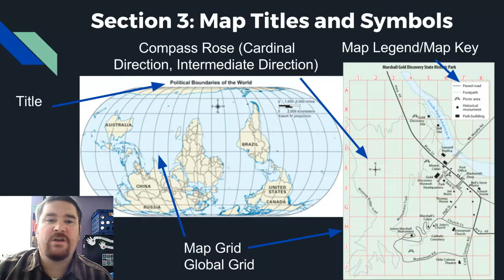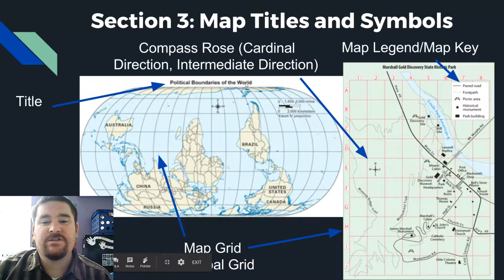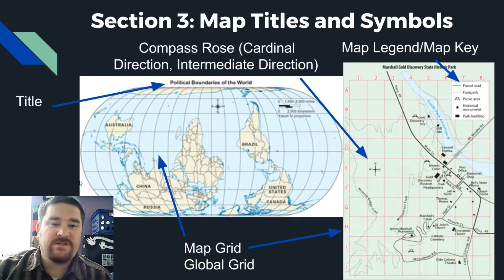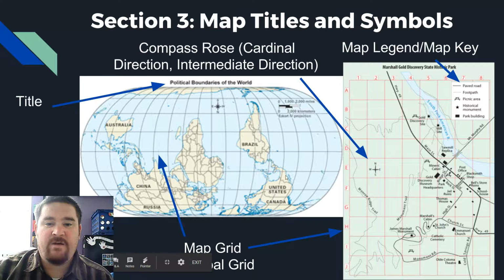All right, a couple of things you need to know about maps. So maps all have titles. This one is talking about the political boundaries of the world. Notice that this map is upside down, at least by our Northern Hemisphere standards. This is a perfectly acceptable map. This is just as valid a way to look at the world as any other way. But to us, it's upside down. South is pointing up and north is pointing down. This is the political boundaries of the world. So it's showing the different imaginary lines that make up countries.